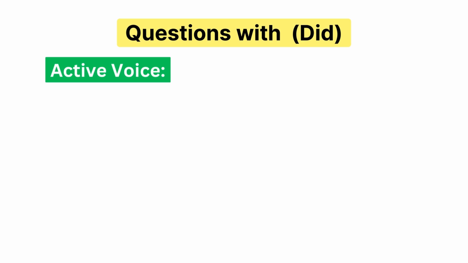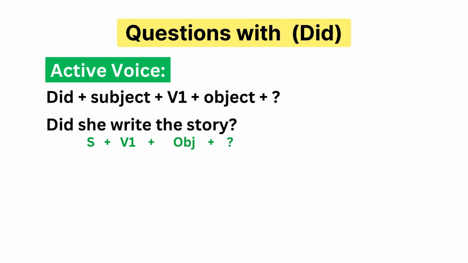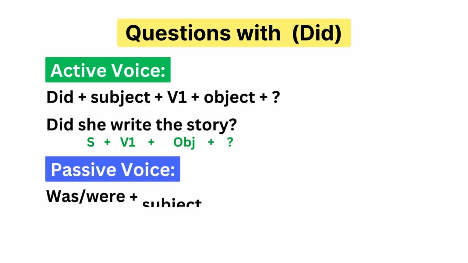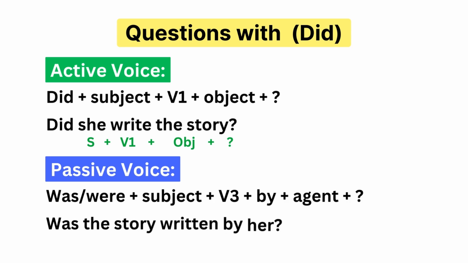Questions beginning with did. The normal structure of interrogative sentences in active voice starting with did is did plus subject plus verb plus object. For example, did she write the story? While changing the sentence into passive, this structure becomes was, were, plus subject, plus third form of the verb, plus by, plus agent. Was the story written by her?